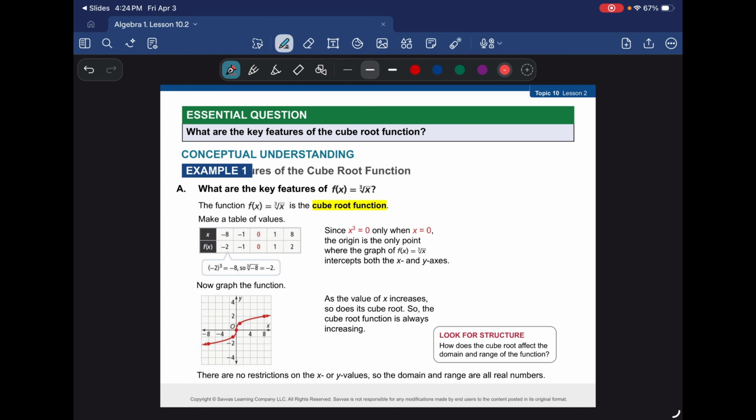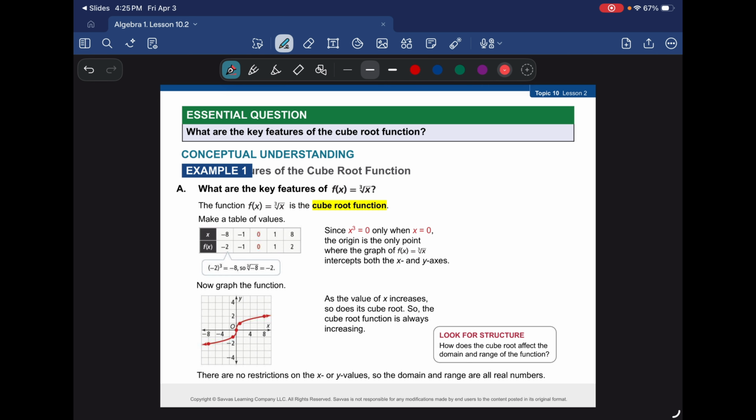All right, key features of the cube root function. What are the key features of that parent function? Since we are talking about the cube root function, let's choose input values that are perfect cubes. And since it's a cube root, we can have negative inputs, because a negative times a negative times a negative would still give me a negative. So here's our table of inputs: -8, -1, 0, 1, and 8. If we take the cube root of each of those inputs, we get -2, -1, 0, 1, and 2.